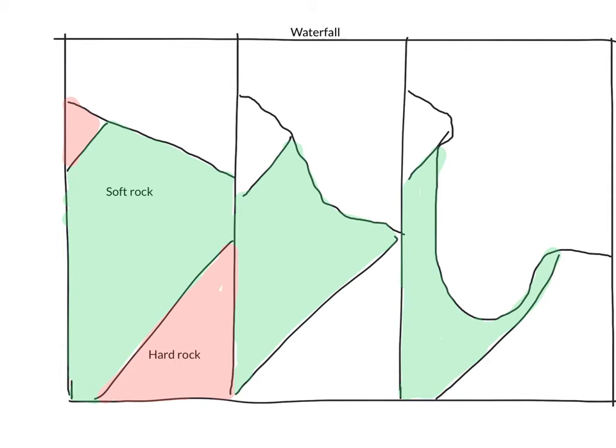Remember, the hard rock is the resistant rock, the one that's more difficult for the river to erode. That's not to say the river will never erode it. It will. It just takes a lot longer. So where the green is showing where our soft rock is, and where the red is showing where our hard rock is, including our overhang, and where the river continues here.